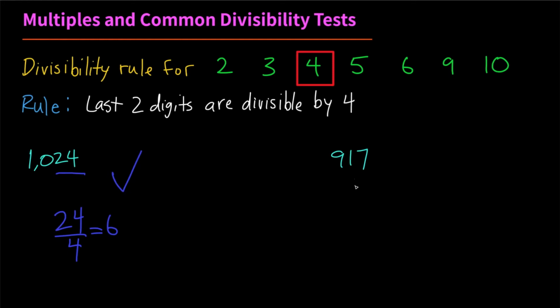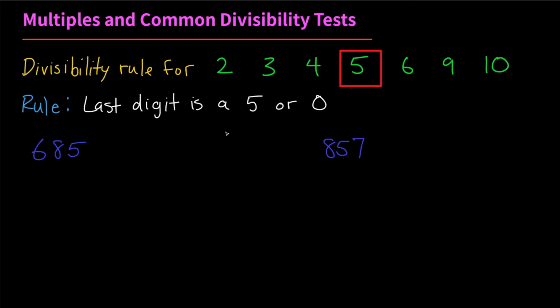Let's check 917. We're looking at the two digits at the very end, the last two digits. We're going to see if 17 is divisible by 4. 17 is not divisible by 4 evenly. If we divide, we get 17 divided by 4. This can go into it 4 times, and we end up with a remainder of 1. Because it has a remainder, that means this is not divisible evenly by 4.